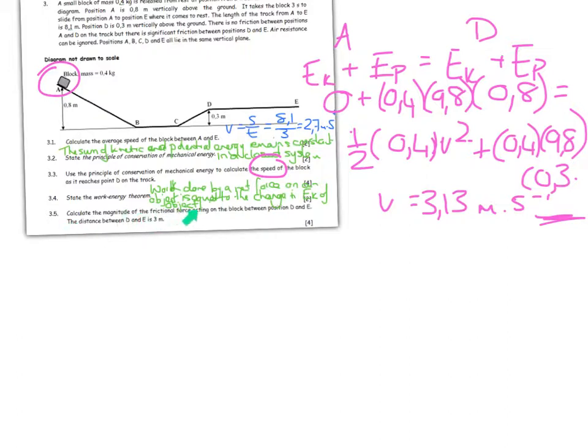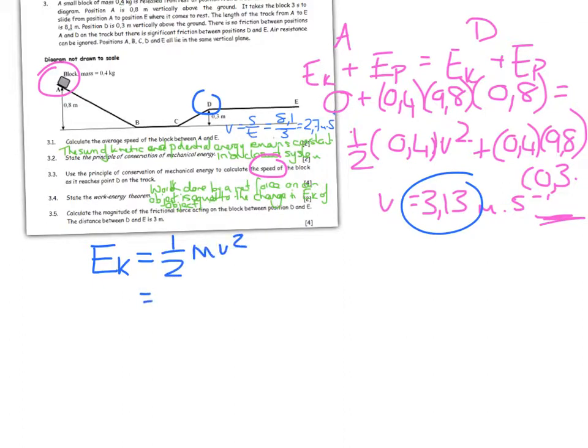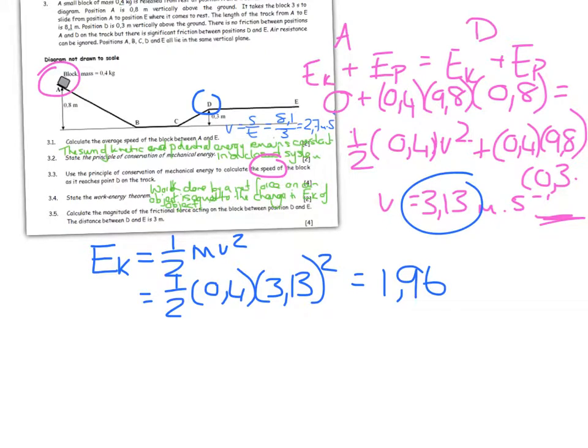Calculate the magnitude of the frictional force acting on the block between position D and E, and the distance is 3 meters. So the first thing I'm going to do is I'm going to say my original kinetic energy, I've just worked out a speed over here, at point D is going to be equal to a half mv squared. That is going to be a half 0,4, 3,13 squared, and that's 1,96 joules.